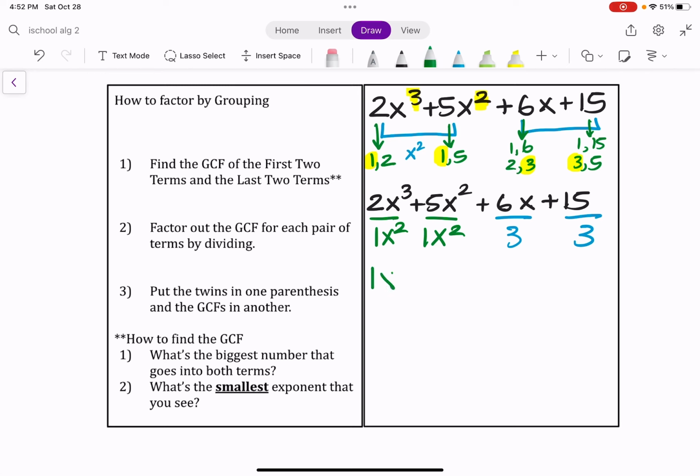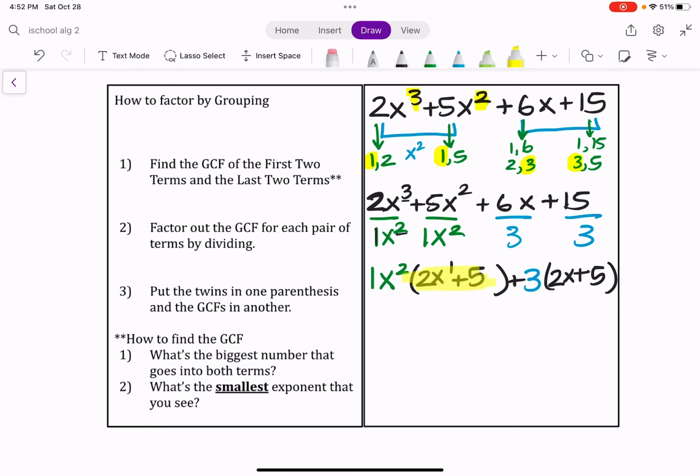So the 1x squared goes on the outside, and then on the inside we divide. 2 divided by 1 is 2. 3 minus 2 is 1. 5 divided by 1 is 5. 2 minus 2 is 0. Now, the second GCF is 3. And then we divide again. 6 divided by 3 is 2, so 2x, plus 15 divided by 3 is 5.